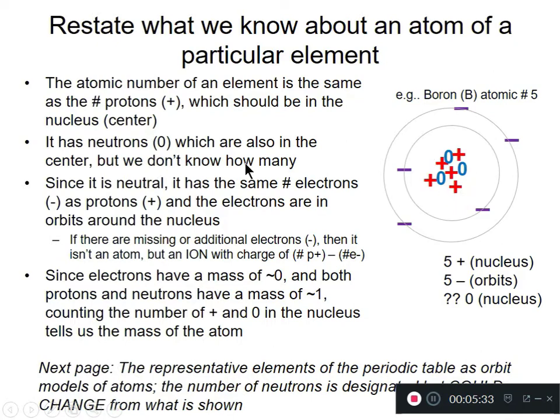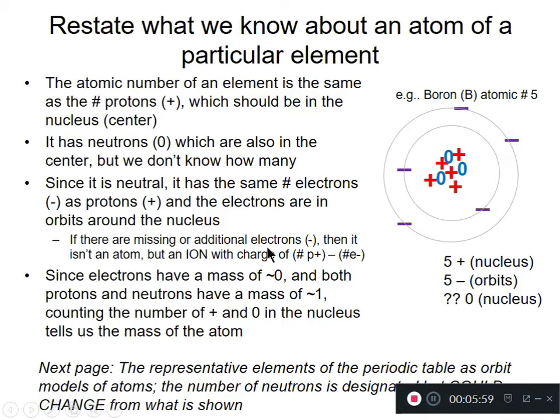It has neutrons. Those are those zero-charge things in the center. But we don't know how many of them, so I just put 3, but it could have been 4. We don't know. Since it is neutral, it has the same number of electrons as protons. So in other words, if I had 1, 2, 3, 4, 5 protons in the center, I have to have 1, 2, 3, 4, 5 electrons in these orbits.